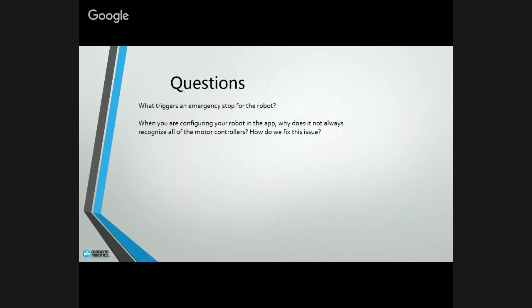So we had some questions that were sent in ahead of time, and one of them was, what triggers an emergency stop on the robot? Any sort of disruption in the USB signal will trigger an emergency stop.